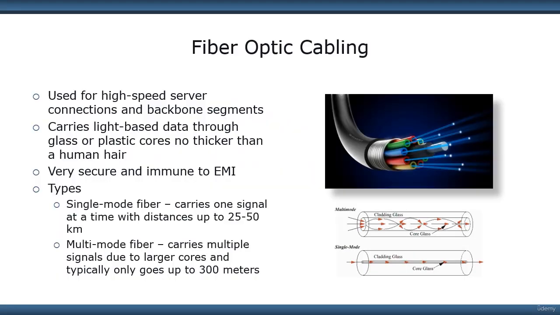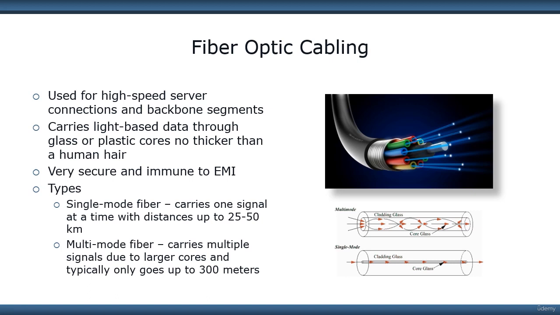Now, in addition to copper media, we have optical media, and that's fiber optic cabling. This is used for high-speed server connections sometimes, definitely for backbone segments. It carries light-based data through glass or plastic cores, and typically these are just a few microns, up to 50 microns wide, which means they're no thicker than a human hair, okay? Because it's light-based data, not using electricity, it is very secure, very difficult to tap into, if not impossible, because you'd have to break the cable.